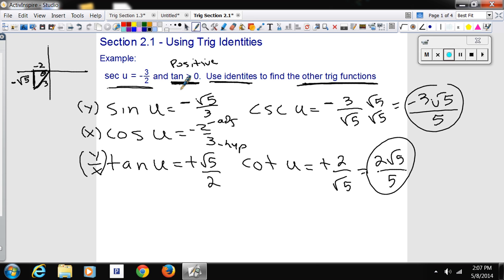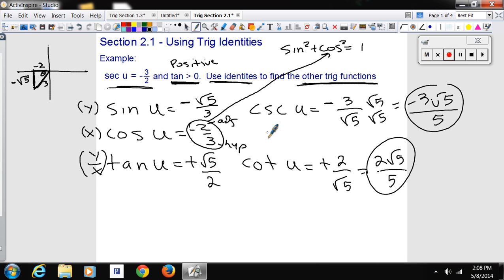Now, you could have used identity a little more than we did. We used our reciprocal identity. We didn't really use an identity to go from cosine to sine, though. And we could have. We could have used the sine squared plus cosine squared equals 1. We could have taken this negative 2/3 and plugged that into the cosine and then solved for sine. And that would have worked. That would be a lot of equation stuff that we'd have to figure out.